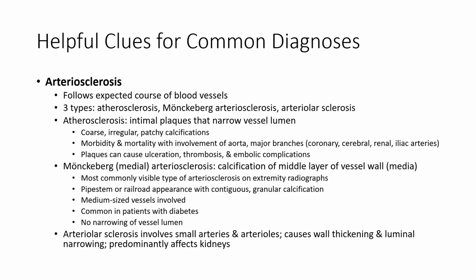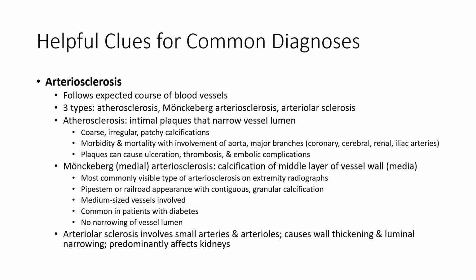Monckeberg atherosclerosis is calcification of the middle layer of the vessel wall, the media. It is the most commonly visible type of atherosclerosis on extremity radiographs. It has a railroad track appearance with contiguous granular calcification. Medium-sized vessels are involved. It is common in patients with diabetes. There is no narrowing of the vessel lumen.